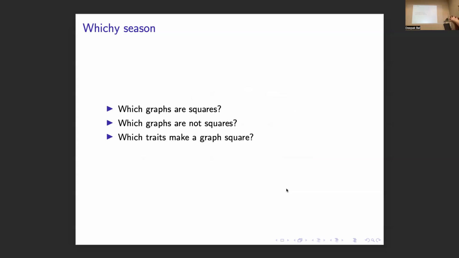So it's October, switchy season. Which graphs are squares? Which graphs are not squares? Which traits make a graph square? These are the questions that are interesting to a mathematician like myself, and hopefully like many of you. The folks that were looking at this before had a different list of questions, which they answered beautifully, but they didn't think about these questions. So it's kind of like we're starting from scratch here.